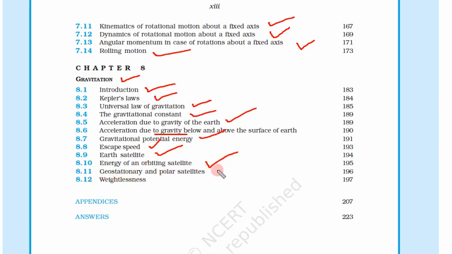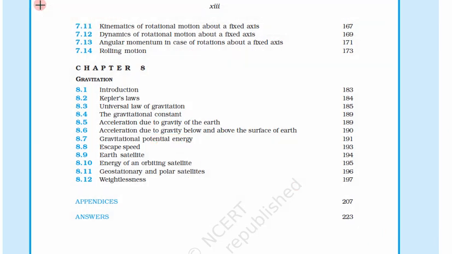And geostationary and polar satellites, what are these? And weightlessness in space. So these are the topics covered in this chapter 8. So this is all about part 1 of class 11 physics.